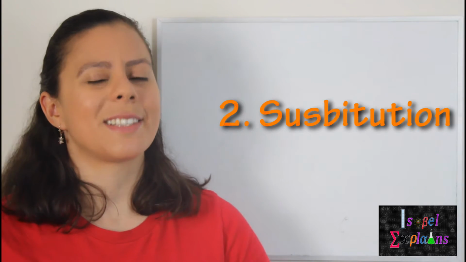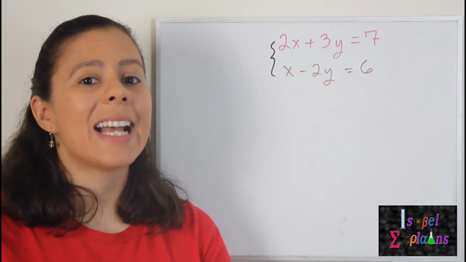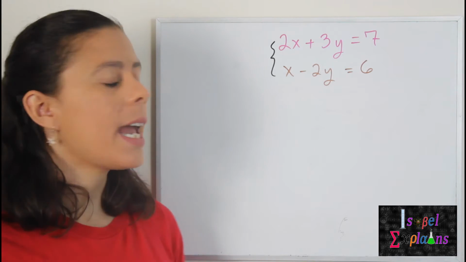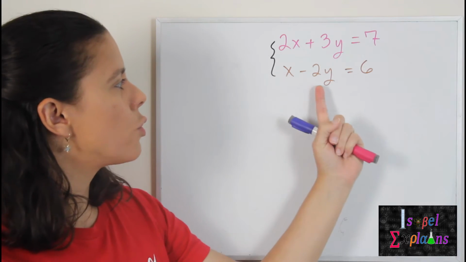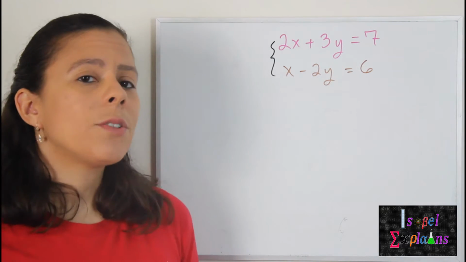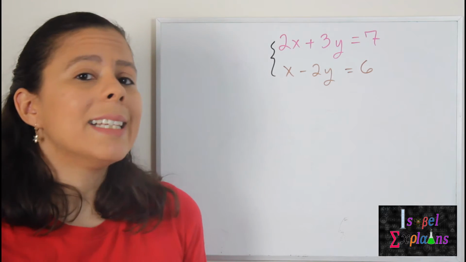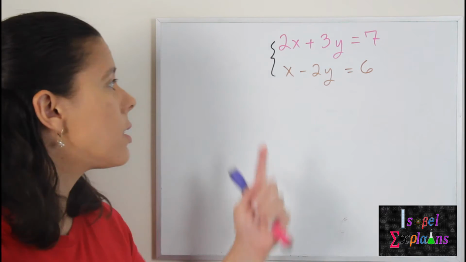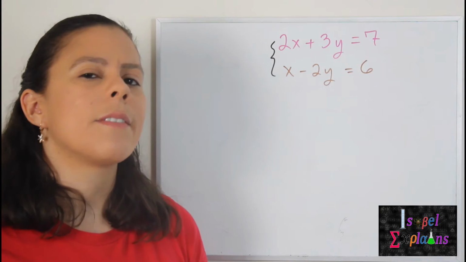Let's start by using the substitution. In order to use substitution, one of the equations must have an isolated variable. Meaning, if I have the system 2x plus 3y equals 7 and x minus 2y equals 6, I have to isolate either the x or the y in one of the equations. In this case, it makes sense to isolate the x of the second equation because it already has a coefficient of 1. So let's take advantage of that.